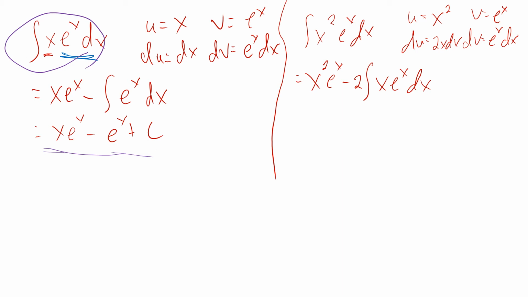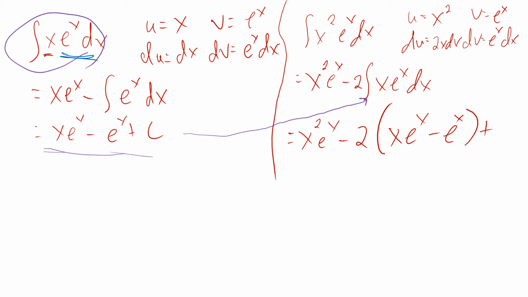So this is going to go in there. This is going to end up equaling x squared e to the x minus 2 times x e to the x minus e to the x plus c. The plus c doesn't have to be on the inside because 2 times a constant is still an unknown constant. But I would distribute this: x squared e to the x minus 2x e to the x minus 2 e to the x plus c.